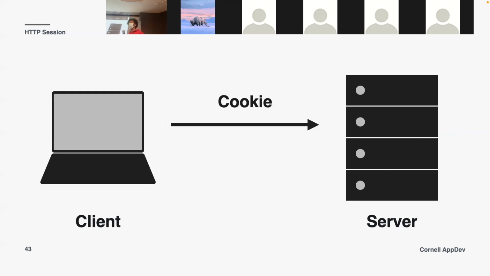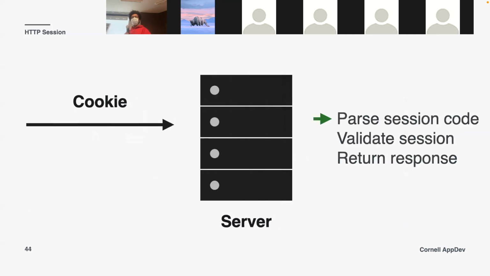Now, if you send a request, say you want to go to your main homepage on Twitter or something, you have to be authenticated. So it'll send your cookie to the server again, and it will parse the session code stored in the cookie. And if it is validated, it will return a success response or a failure response. And then from there, you'll either be allowed into the page or kicked out.